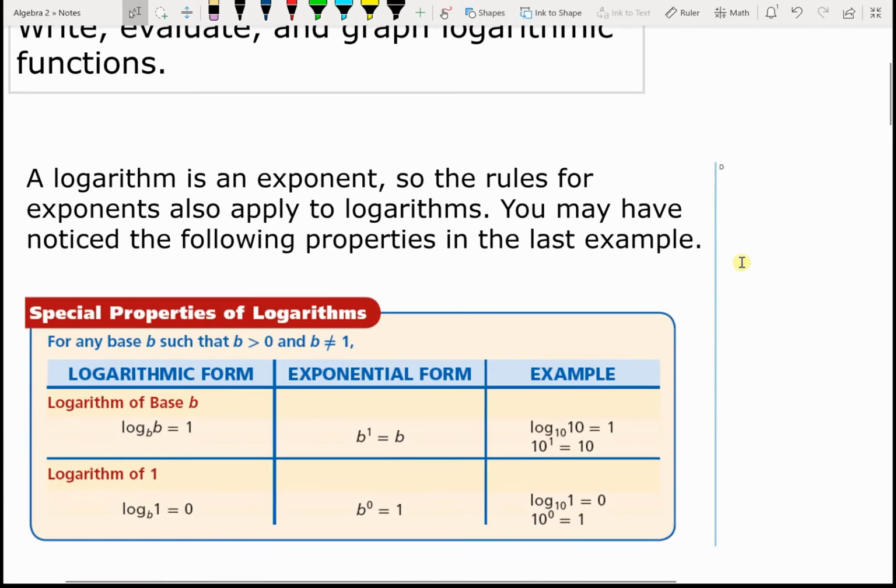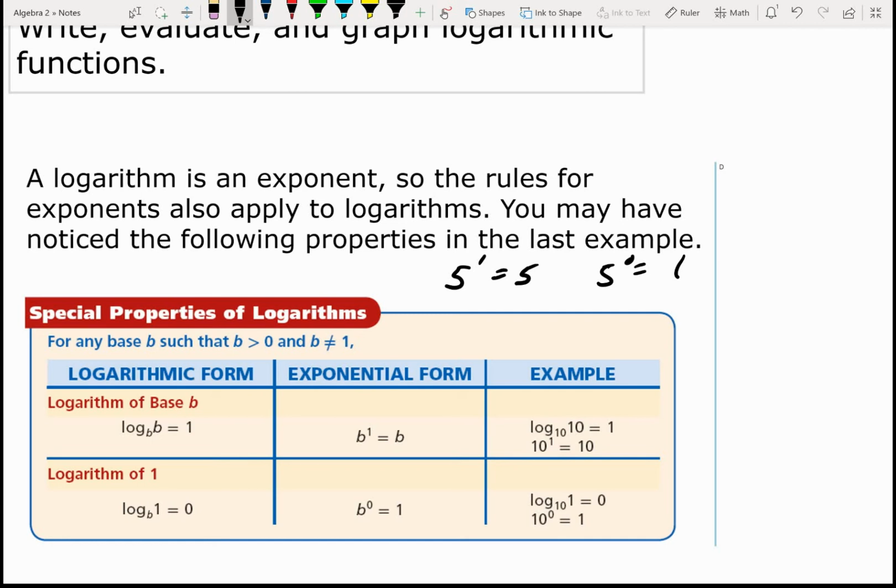So, special properties, and these special properties aren't so much special. They're just really a consequence of what we know about exponents. And what do I mean by that? Well, if I take any number like 5 and raise it to the first, that's just 5. Or if I take 5 and raise it to the 0, that's just 1. So that's a consequence of exponents.